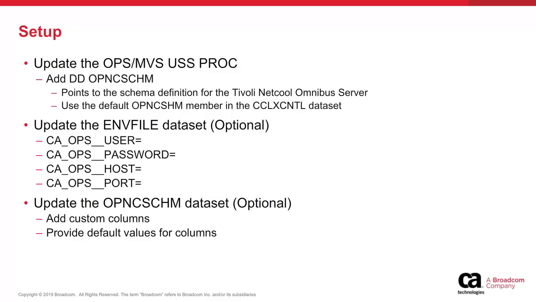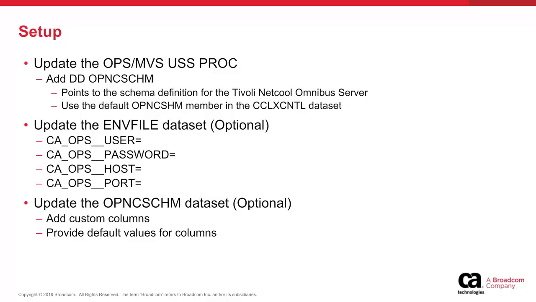The Ops MVS USS proc DD OPNCSCHM points to the schema definition for the Tivoli Netcool Omnibus Object Server. The default is member OPNCSCHM in the CCLXCNTL dataset. The Ops MVS USS proc DD ENVFILE points to environment variables used by the various ADDRESS commands. The default is member USSENV00 in the CCLXCNTL dataset.